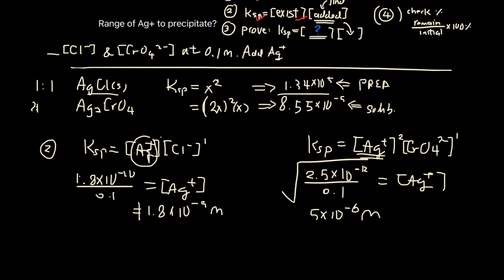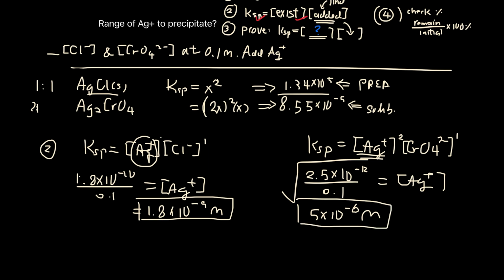So this is the minimal amount of silver ions that you can add to precipitate the first drop of solid silver chloride, while this is the maximum amount of silver ions you can add to precipitate the last bit of possible silver chloride. And going beyond this concentration will get you a second precipitate. So there will be 2 precipitates instead of 1 when you go beyond this concentration. So this is the range of silver ions needed to precipitate.